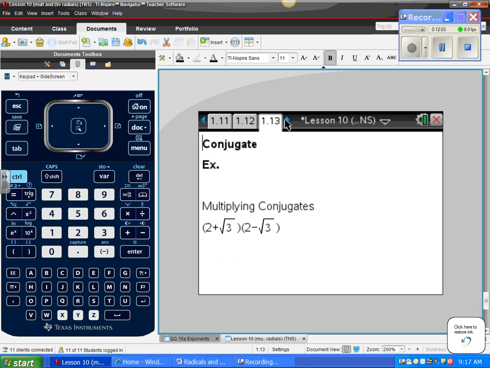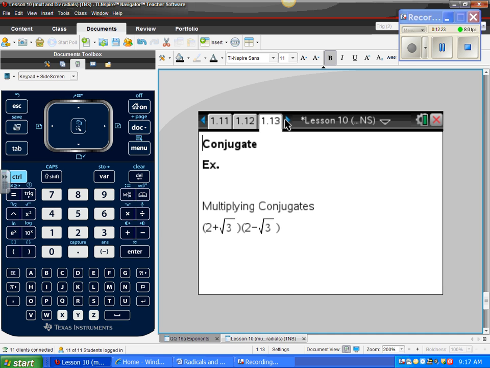Okay, so really important concept. Conjugate. Okay? We have to learn to deal with the conjugate because we cannot have radicals in the denominator of a fraction. It's a big no-no. Okay? So we have to learn how to do something called rationalizing. And in order to rationalize, we need to know the conjugate.